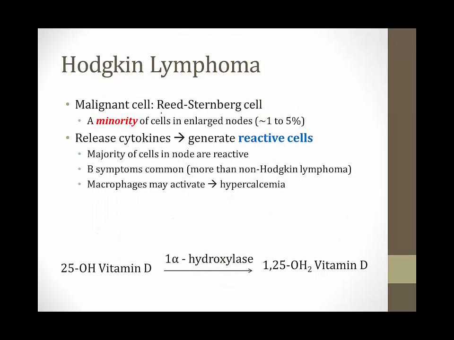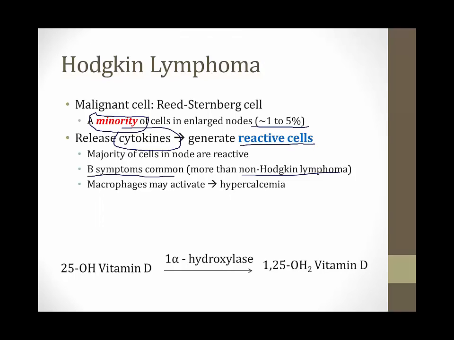As I said before, the malignant cell in Hodgkin lymphoma is the Reed-Sternberg cell. What's unique about this lymphoma is that the malignant cells are a minority of cells in the enlarged lymph nodes. Usually Reed-Sternberg cells are only 1 to 5% of the cells inside an enlarged lymph node of a patient with Hodgkin lymphoma. Most of the cells inside that enlarged node are reactive cells, and these cells are reacting to the large number of cytokines that Reed-Sternberg cells release. If you can remember that Reed-Sternberg cells release lots of cytokines, it can help you remember that B symptoms are much more common in Hodgkin lymphoma than in most non-Hodgkin lymphomas.